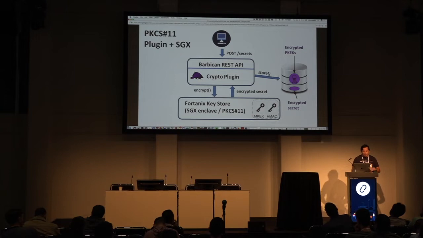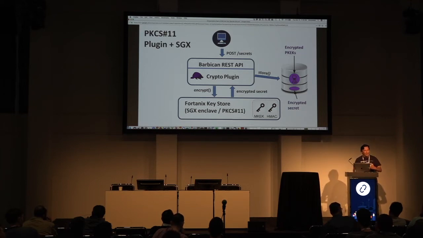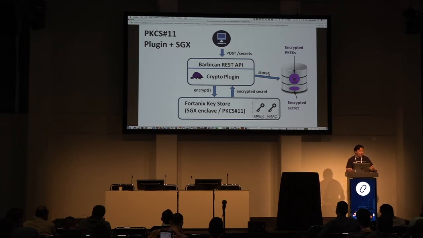The idea here is that you store the same master KEKs and the same HMAC keys inside the Fortanix key store, but the Fortanix key store is essentially an HSM-like device that is created on top of an SGX enclave. So they've taken the SGX technology that Intel had provided. They provided a PKCS11 plugin and a KMIP interface into that device. And so you essentially use that enclave like you would an HSM. So it's like an HSM kind of device that has been created using an SGX enclave.